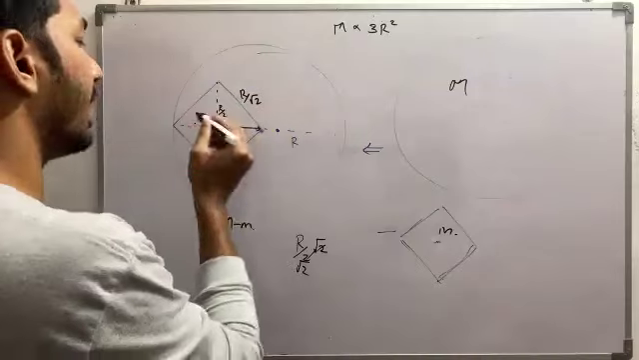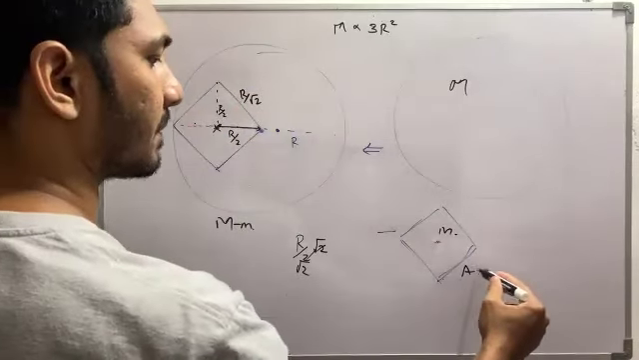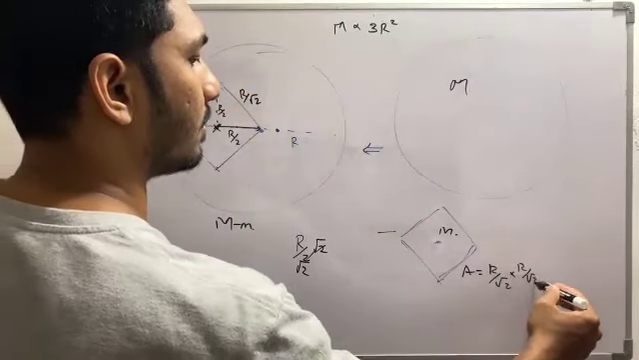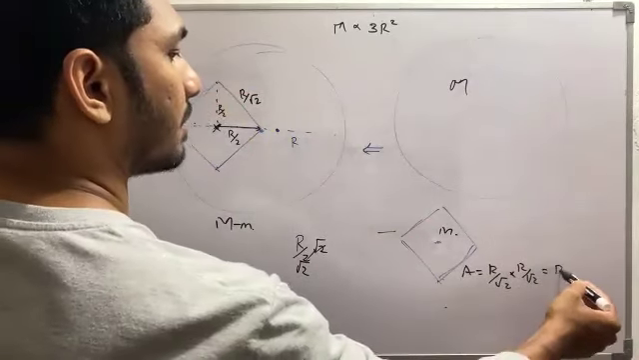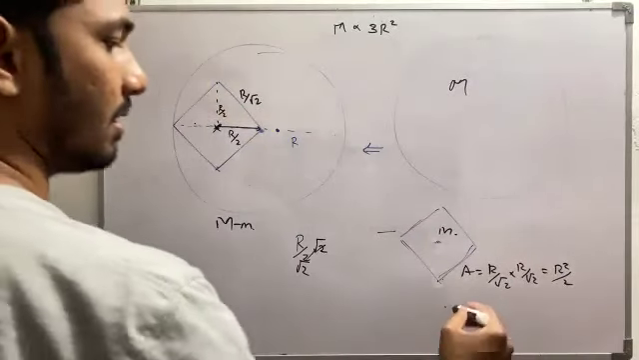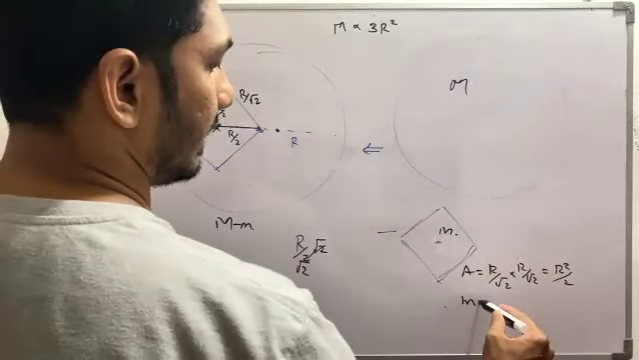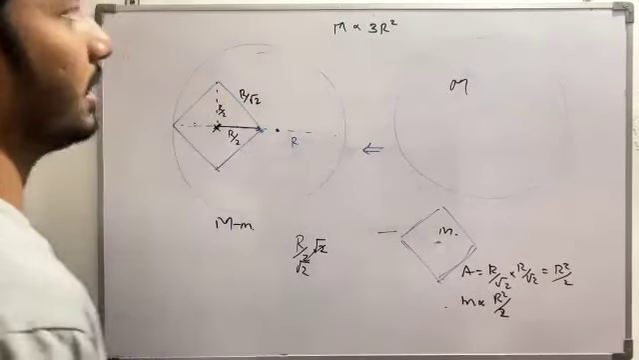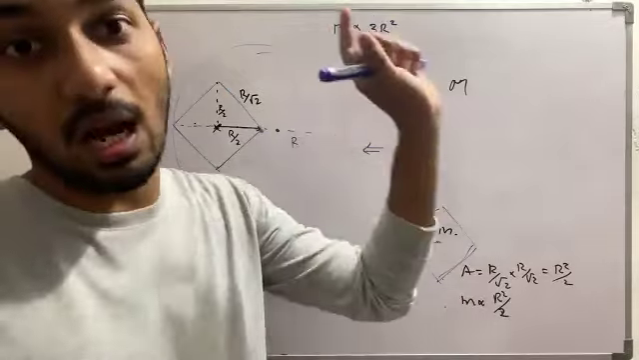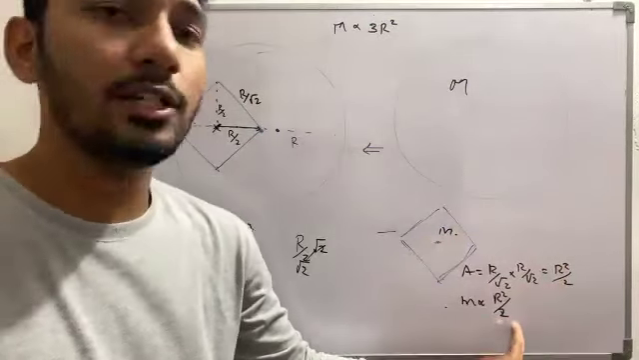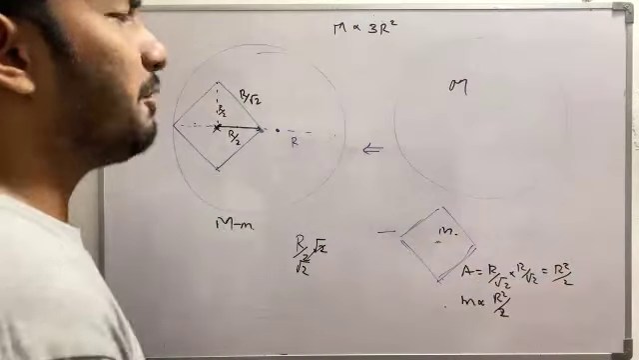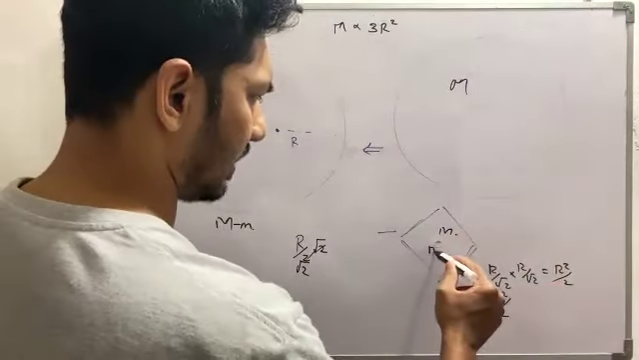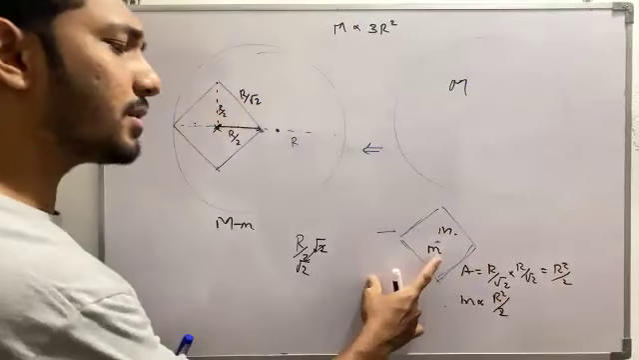Now finding the area of this square: r by square root 2 multiplied by r by square root 2. So that is r squared by 2. This m will be directly proportional to r squared by 2. Can you see, this is 3r squared and this will be r squared by 2. If I say that this mass is just m, I consider this mass as m.